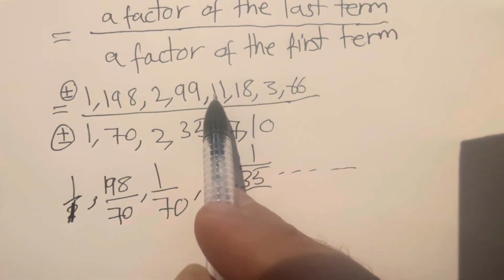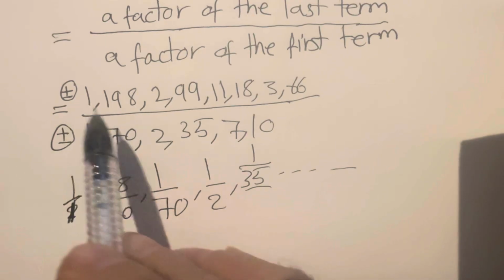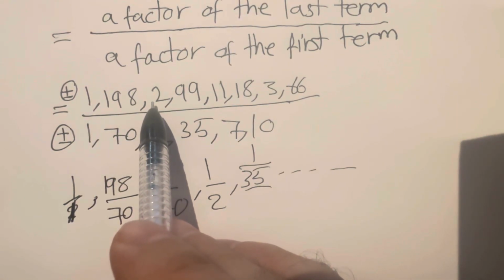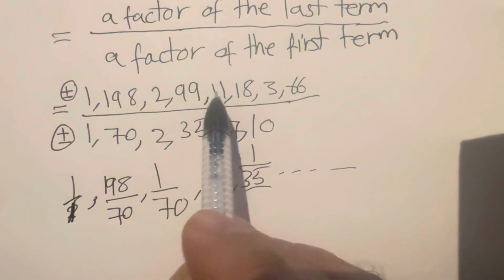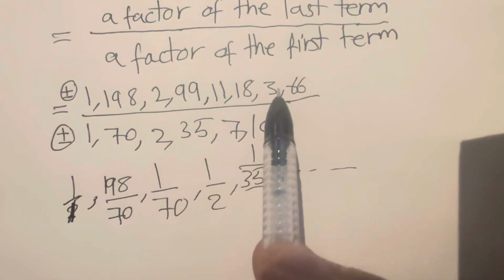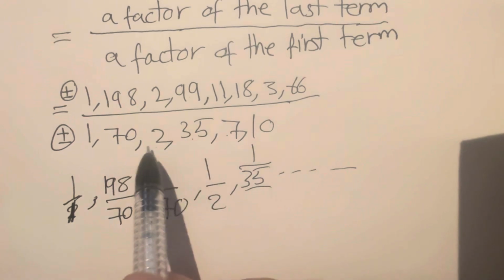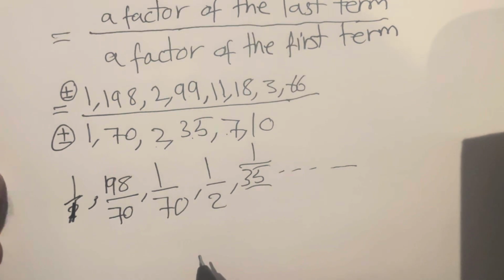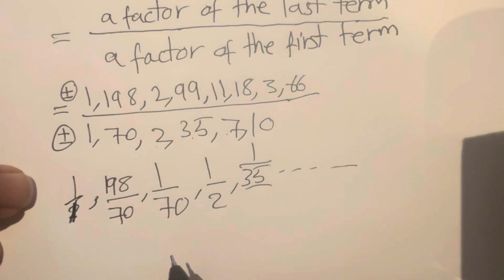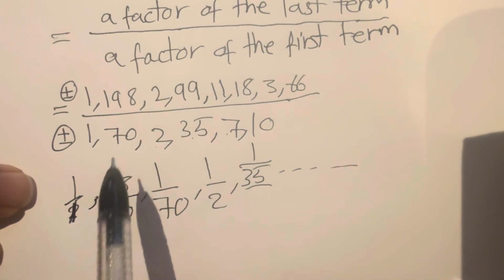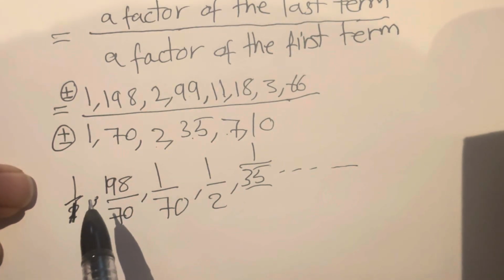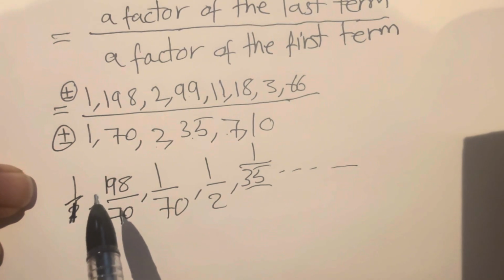So going on like this, how many possible numbers do we have? 1, 2, 3, 4, 5, 6, 7, 8, 9. Then 1, 2, 3, 4, 5, 6, 7, 8. Then 1, 2, 3, 4, 5, 6. So 6 times 8, 48. We have 48 possible, but we remember we said plus or minus, so we have 96 possible roots. Out of these 96 possible roots, only one of them works.